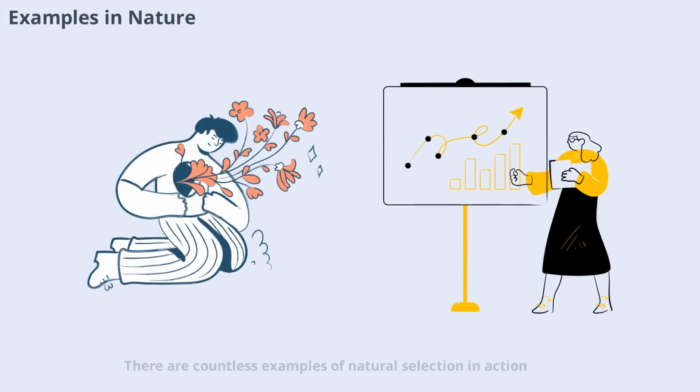There are countless examples of natural selection in action. One classic case is the peppered moth in England. Before the Industrial Revolution, most moths were light-colored, blending in with tree bark. As pollution darkened the trees, darker moths became more common because they were better camouflaged from predators. This rapid change in population color is a clear example of natural selection responding to environmental changes.